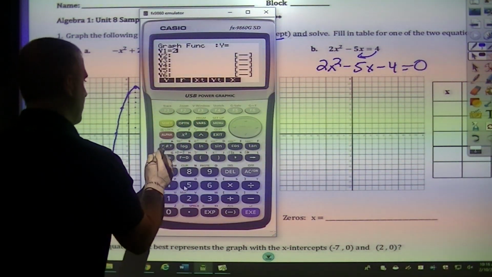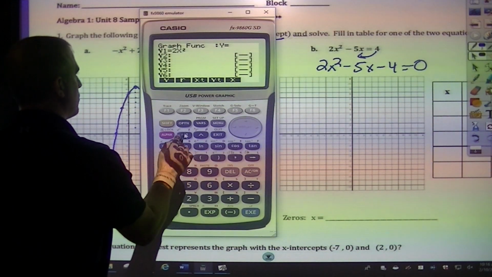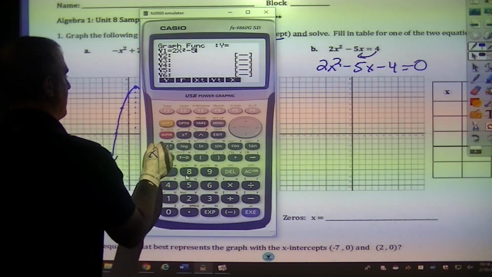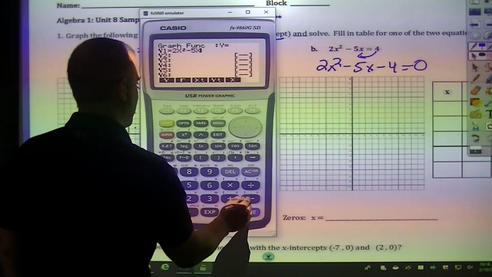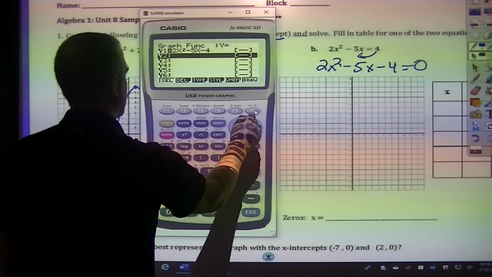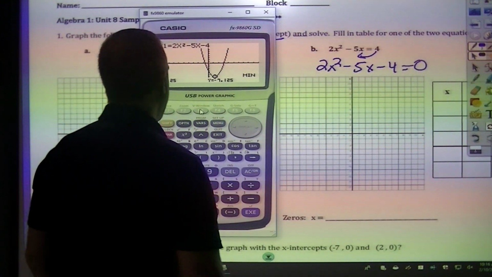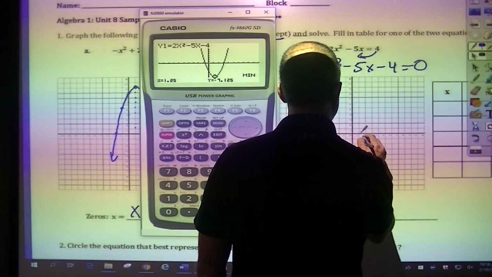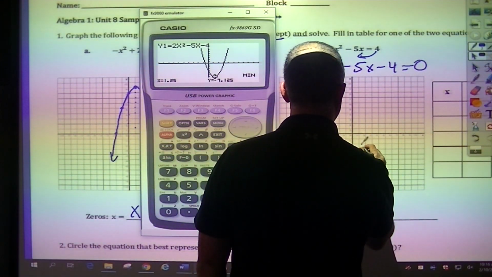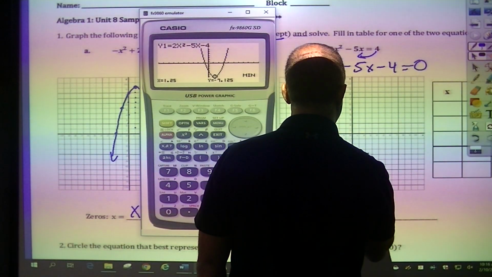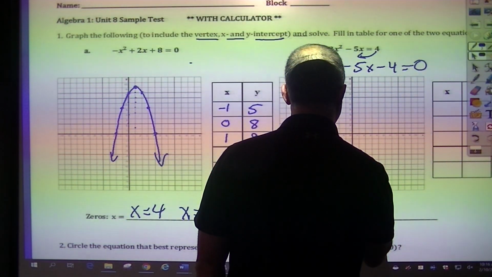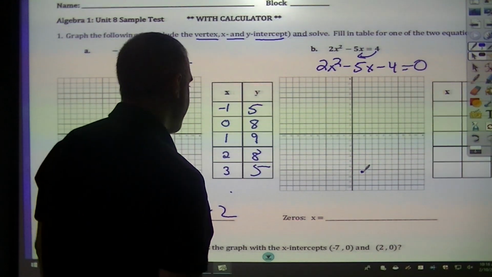All right, 2 alpha x squared minus 5 alpha x minus 4. Draw. G-solve, this will be a minimum. So at 1.25, -7.25. So 1, 2, 3, 4, 5, 6, and 7 and a bit. Okay? All right, so that's my vertex.